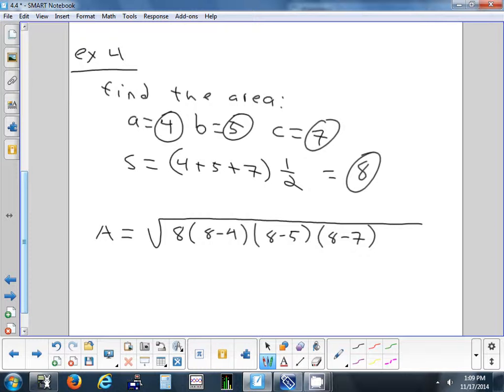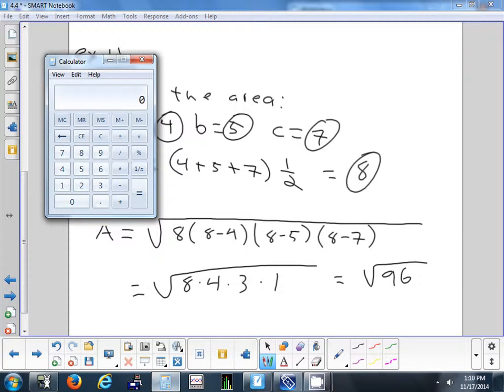All right, 8, and then the 4 factors. Okay, let's do as much as we can without our calculator. 8 minus 4 gives me 4. 8 minus 5? 3. And then 8 minus 7? 1. Okay, 8 times 4 times 3? How much is that? Yeah, 96. And in this section, we won't reduce the square root. We'll just plug it in and round it to a decimal. So it's about 9.80.